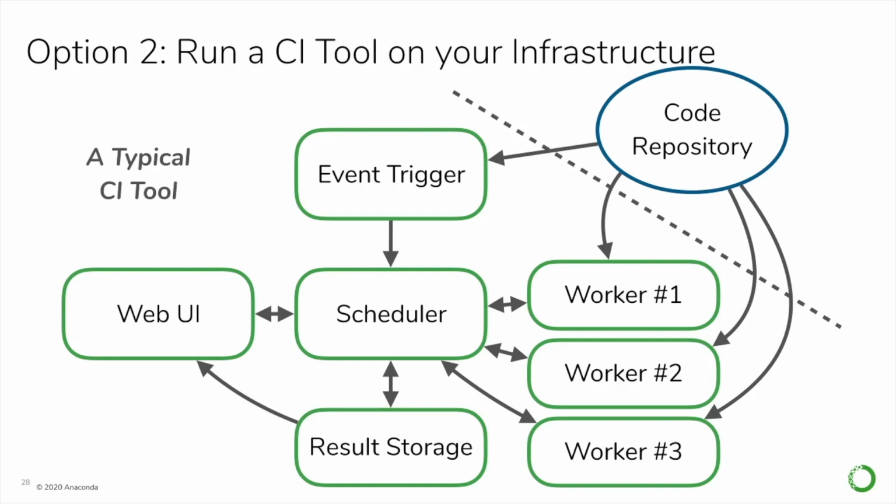Option 2 is to run your own CI tool. Say, okay, I need total control. I'm going to download something, Jenkins, whatever. We'll talk about some options here. And I'm going to run it on my hardware, and it's going to do everything for me.